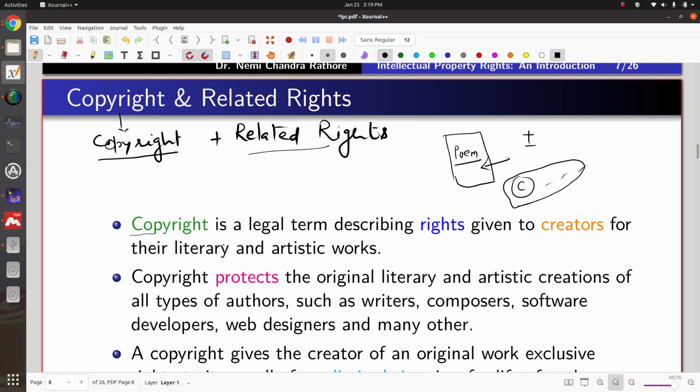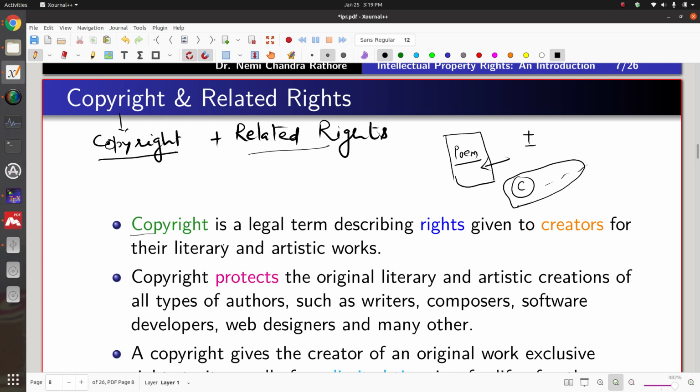So now I think you might have understood the main objective of copyright is to protect the original literary and artistic creation of all types of authors. So suppose you wrote a drama, then you will be given the copyright. If you write a novel, if you write a story, you get the copyright. Now you can publish that novel with the help of some publisher.